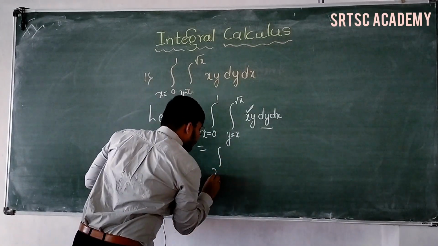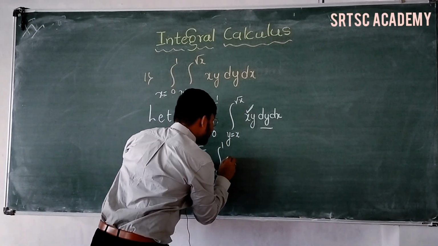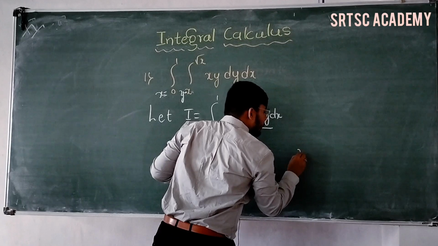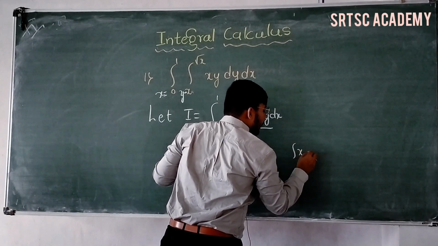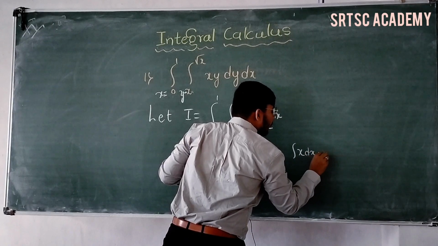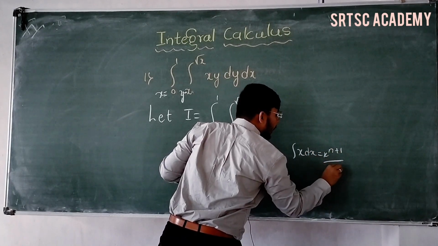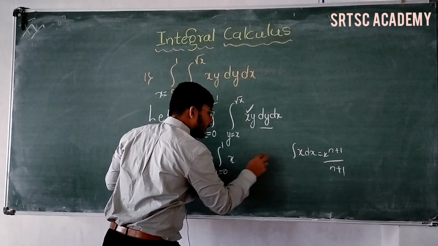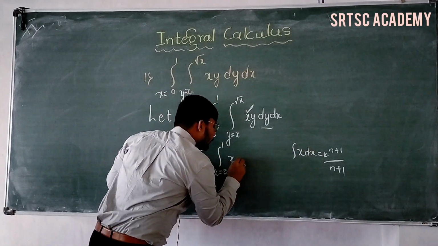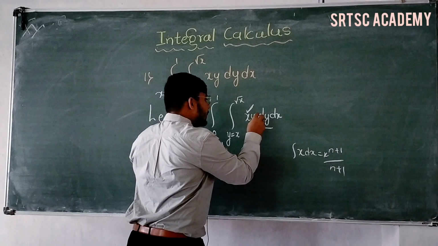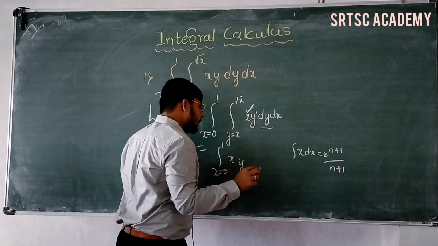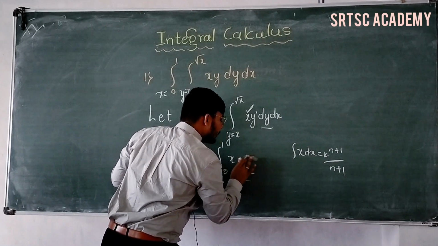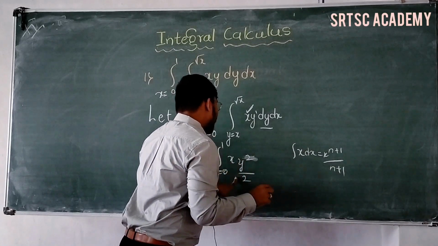And in x varies from 0 to 1, x keep as it is, and integration of y is what I told you, right? Integration of x to the power n dx is equals to x to the power n plus 1 divided by n plus 1. I told this formula, right? In this way only we take y here. Here n is 1, since y's power is 1, plus 1 divided by 1 plus 1, that is 2. That is x y square divided by 2.